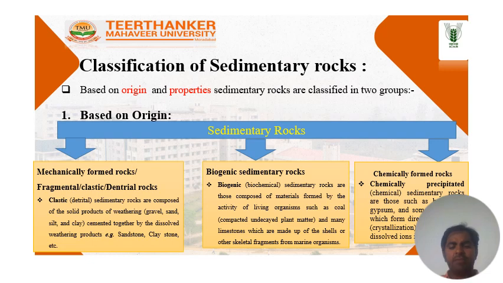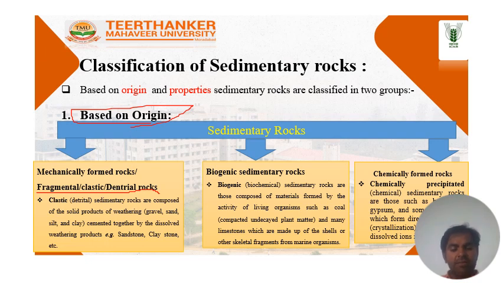And come to the classification of sedimentary rocks. Generally, sedimentary rocks are classified into two categories. First is on the basis of origin, and the other on the basis of properties. On the basis of origin, sedimentary rocks are classified into three categories. First are the mechanically formed rocks, sometimes also known as fragmental, clastic, or detrital rocks, then biogenic sedimentary rocks, and third are chemically formed sedimentary rocks.